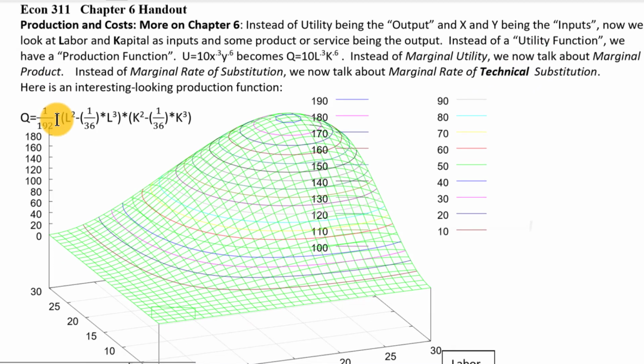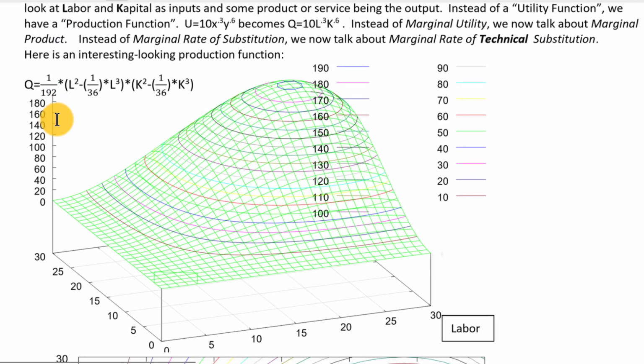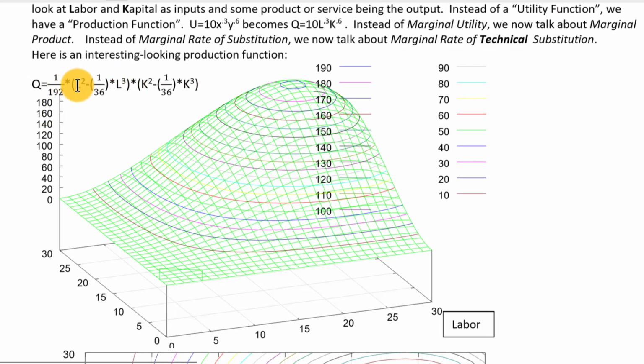So let's look at this interesting production function here. Now this is the function over here, kind of crazy, has a lot of different exponents and a lot of different fractions in it. Don't worry about that for now. I just like this because it has this interesting kind of shape. In 3 dimensions, we see as we use more labor along this axis and more capital going back along the left side, our output usually goes up. But in this one, it actually has a maximum amount of output that you can reach.